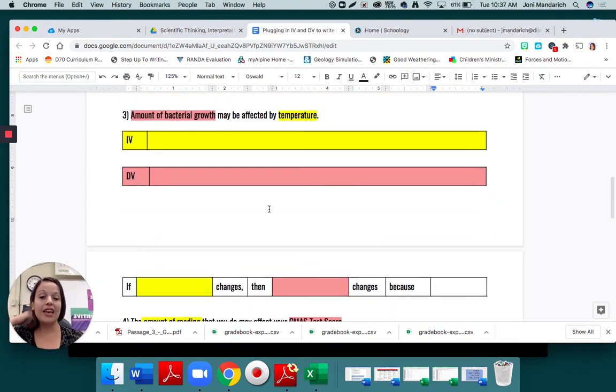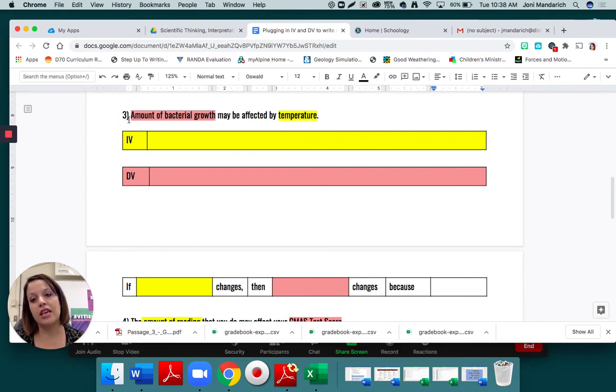Okay? If life was super easy, the IV would always come first in a sentence, the DV would always come second, but sometimes we like to switch it up a little, and if it's worded differently, I don't want you guys to just mix up, well, the IV always has to come first, because look at this, okay? Number 3, The amount of bacterial growth may be affected by the temperature.